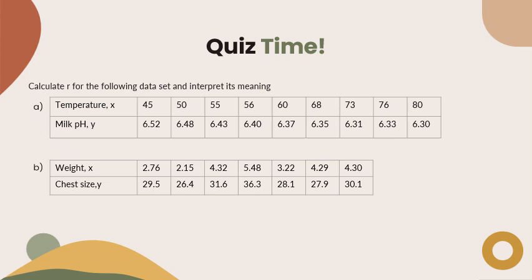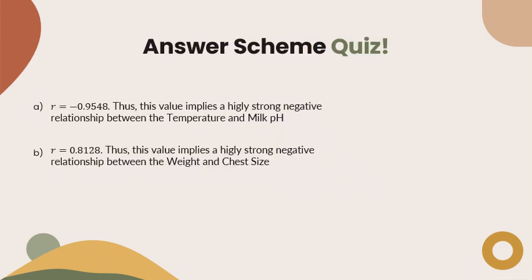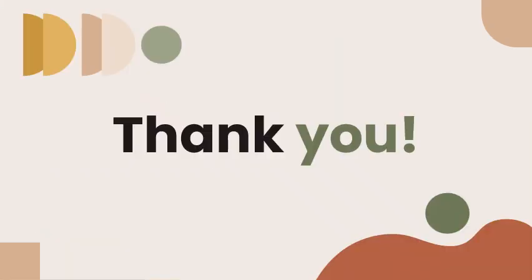I have also prepared some quiz questions for you, parts A and B. Please do the questions. As a revision, and for you to see the answers, I have prepared the answers for the quiz. You will get A, R equal to negative 0.9542, and B, R equal to positive 0.8128.